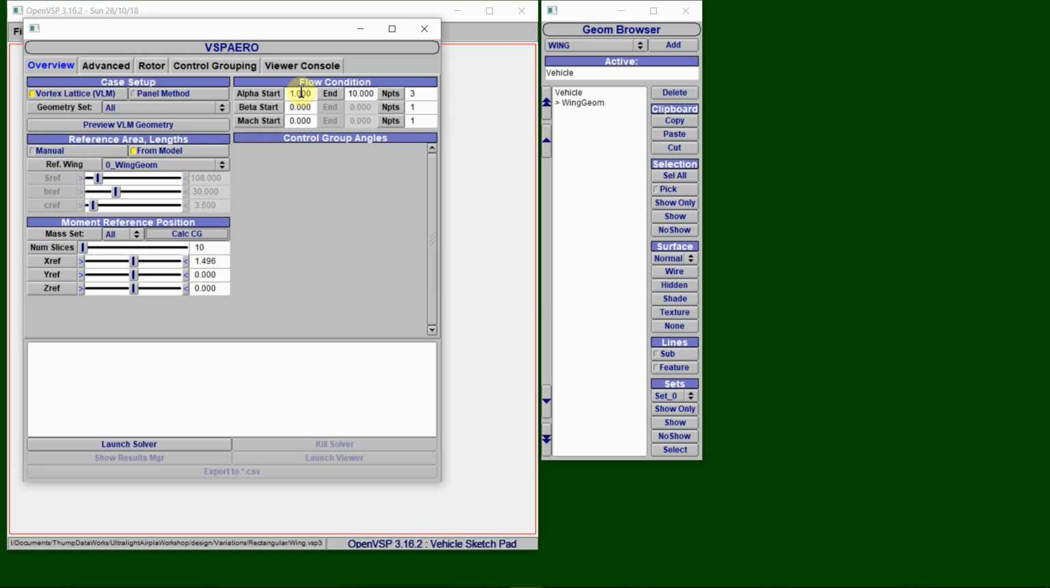We've got a start angle of attack of 1 degree, it finishes at 10, and increments of 3. We're not going to have any side slip, so our beta angle is 0. So I'm going to pick a cruise speed of 55 knots that we will do these calculations at. And a Mach at 55 knots cruise speed is 0.083 Mach. Let's launch our solver.